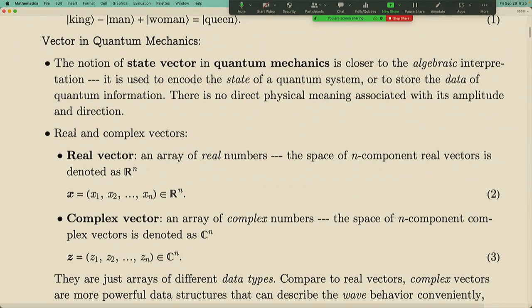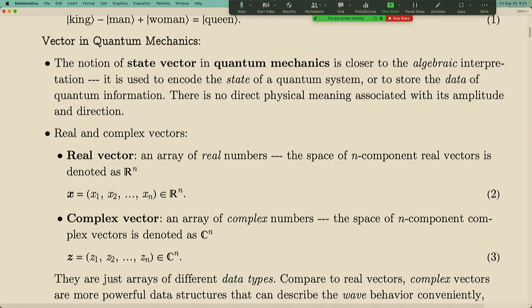And then in terms of vectors in quantum mechanics, I should say, among these two kinds of interpretation, geometric interpretation as an arrow, and then the algebraic interpretation as an array, quantum mechanics takes the second interpretation. When we talk about state vector in quantum mechanics, it's really just an array of complex numbers. Yeah, that's it. And then there's no directions, there's no need to think about its magnitude. So if you have this kind of mindset, you liberate yourself from thinking vector is always an arrow and trying to ask, what is the meaning of this arrow?